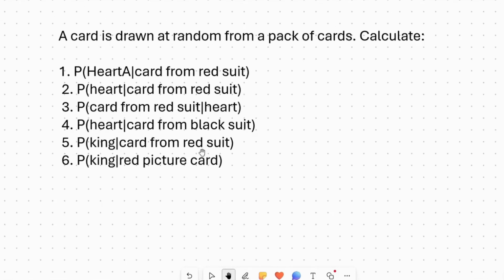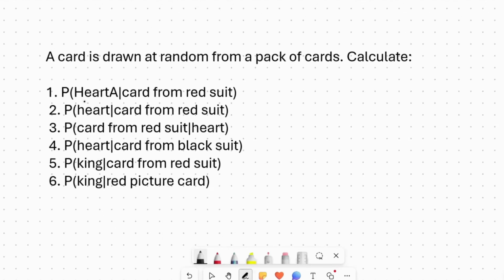So let's solve this one. A card is drawn at random from a pack of cards. Calculate the probability: heart A given the card is from the red suit. Hearts only have 13 cards. Heart A, which is just 1, and red cards are 26. So this is the probability for that.